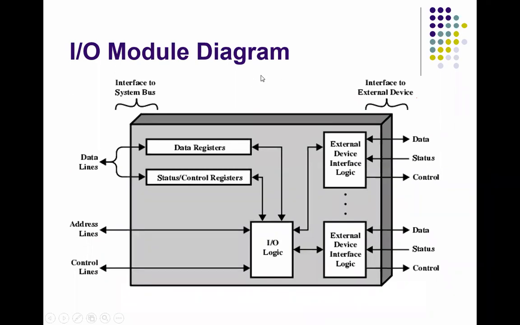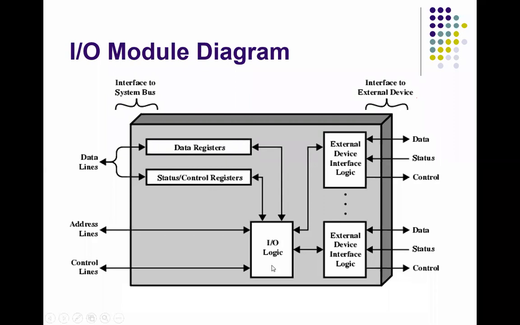So, the IO module diagram. In the IO module diagram, this IO module receives data; a control signal is required, and an address bus is required. It is connected with the external devices. The control line is there, the address line is there, and the data line is there. The data line is connected with the data register, or with the data you make the flag. The flag is used for the status, or it could be used to generate a control signal. So the data line is either for the status or control register, or it could be the data.